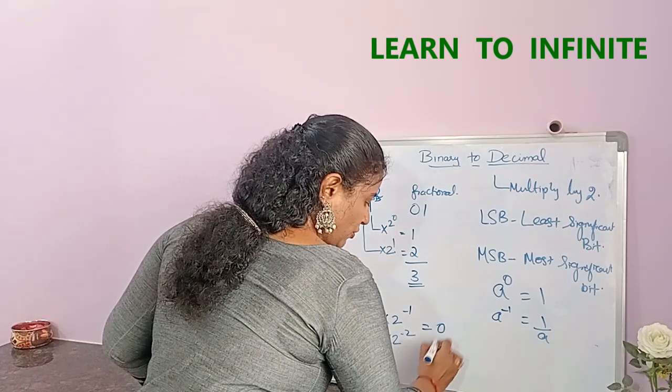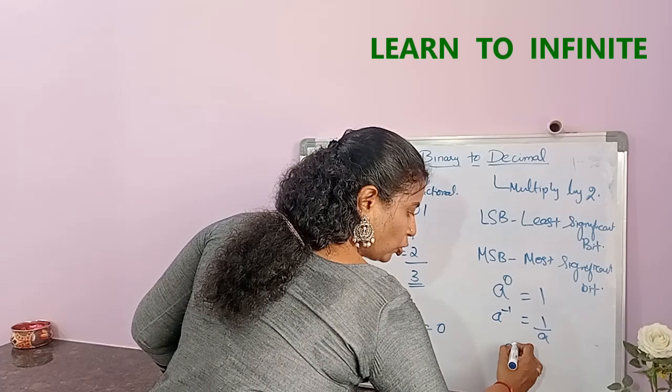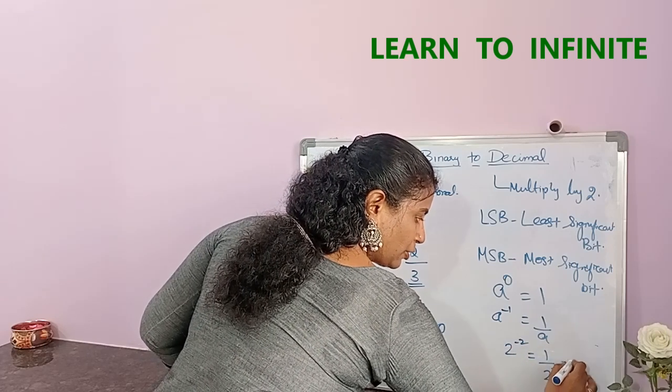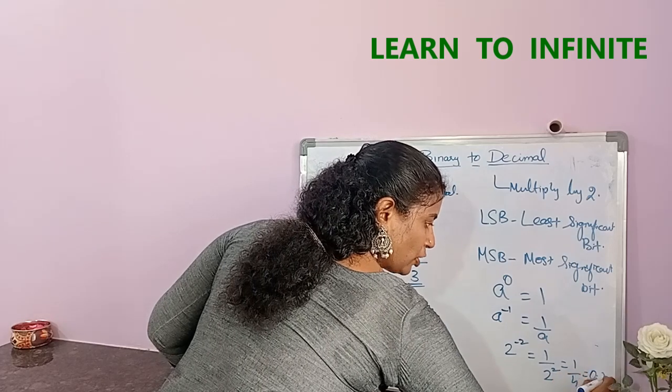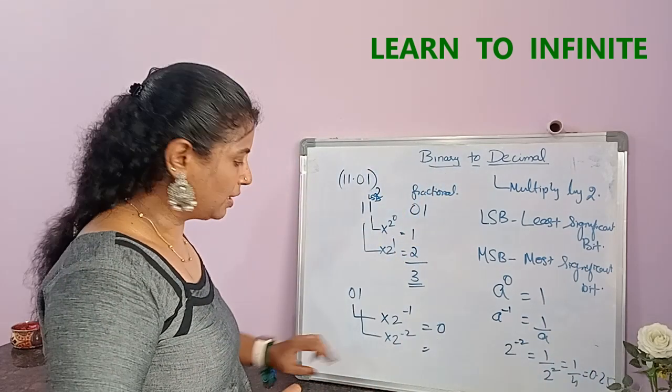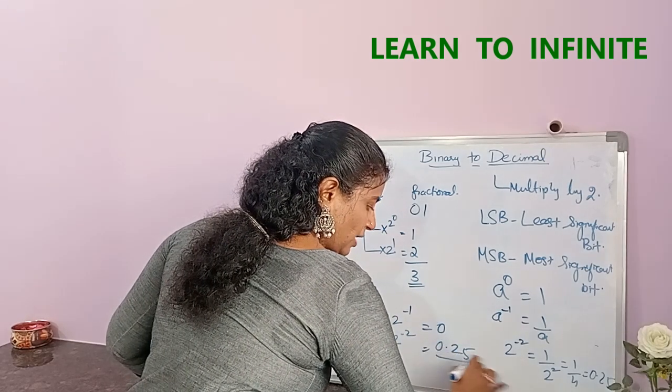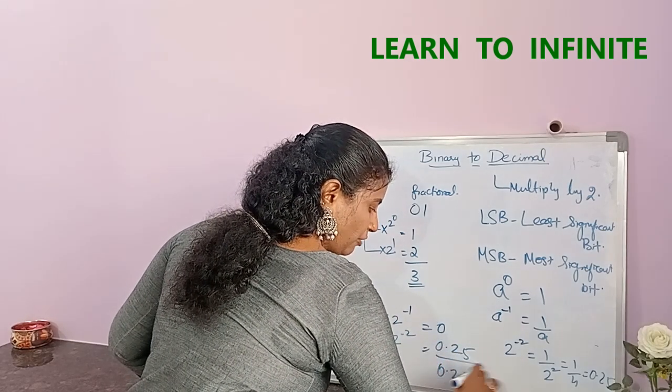What is 2 power minus 2? It is 1 by 4. 2 power minus 2 is 1 by 2 power 2, which is equal to 1 by 4, which is equal to 0.25, right? So 0.25 into 1 is again 0.25. So summing up, you will be getting 0.25.